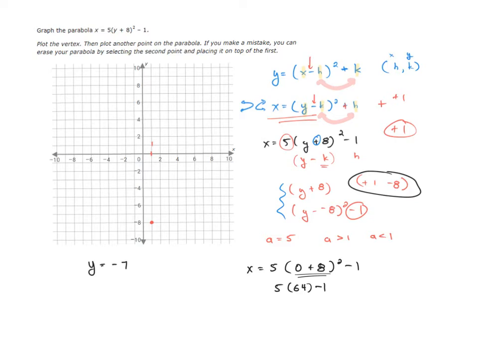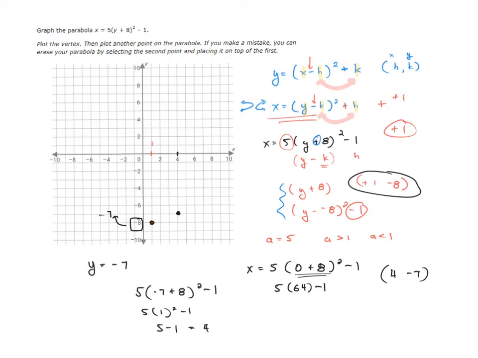Well, let's use y equal to negative 7. I like using that because if our y was negative 8 and we just want to see where that parabola is moving, we'll just move 1 unit to negative 7. So I'll do 5 times (negative 7 plus 8) squared minus 1. That gives me 5 times 1 squared minus 1. That gives me 5 minus 1. That gives me 4. So when y is negative 7, my x is 4. So I'll go where x is 4, and I'll plot the negative 7 here.